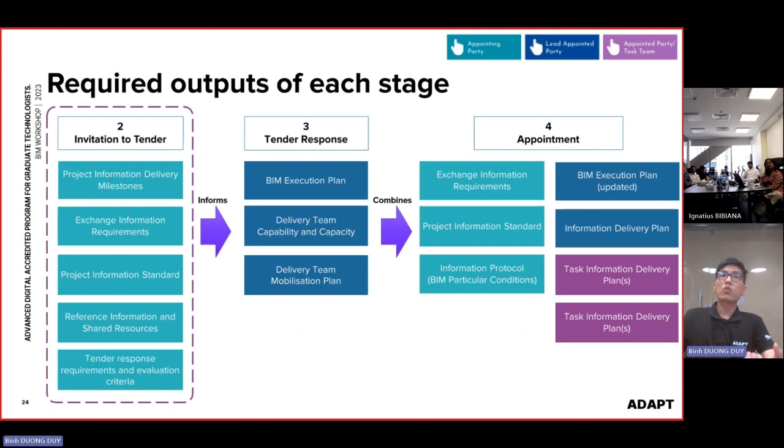So the whole process is, when we receive all the information from the client, we will be developing the BIM execution plan and developing the team. We show the client how many people we have on the BIM team, what their capability and capacities are, and we also plan how we are mobilizing the team for the new project.